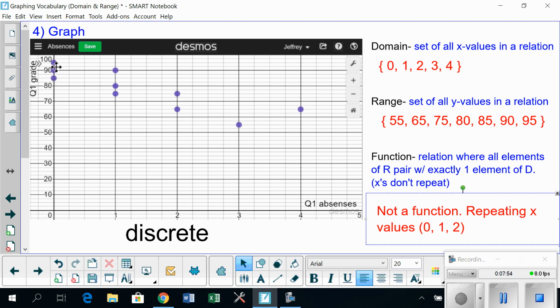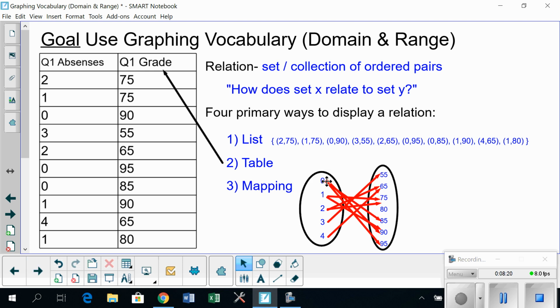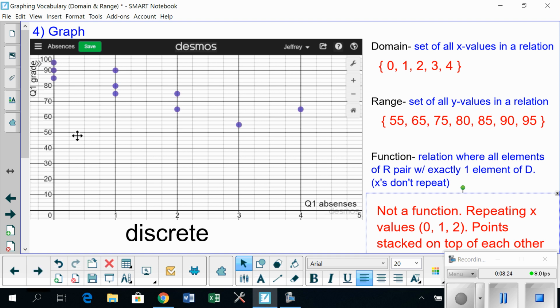Now, on a graph, what you can do is you can look to see if there's ever points stacked on top of each other. Points stacked on top of each other makes it not a function, because that means you're going to have repeating x values. If you're looking at a table, it's really easy to see repeating x values. Here's a 2 and here's a 2. If you're looking at a mapping, I think it's easy to see you have all these arrows coming away from a number. But on a graph, look for points stacked on top of each other.